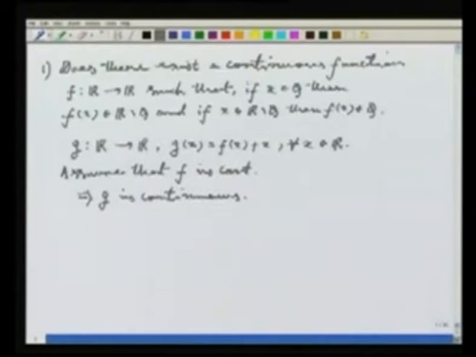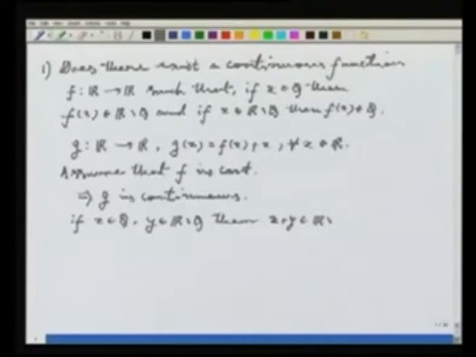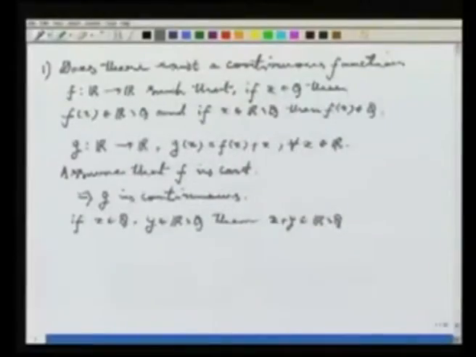Now in the following arguments I am going to use one thing time and again, that is this: if x is a rational number, and y is an irrational number, then x plus y is an irrational number. This is the observation which I am going to use time and again, which is very easy to see, because if x plus y is in Q, that means it is a rational number, then x plus y minus x, that is also in Q.